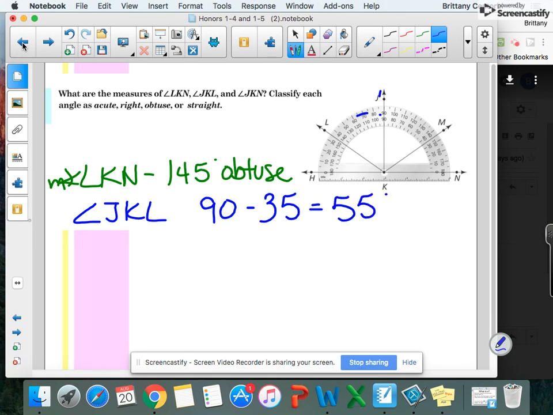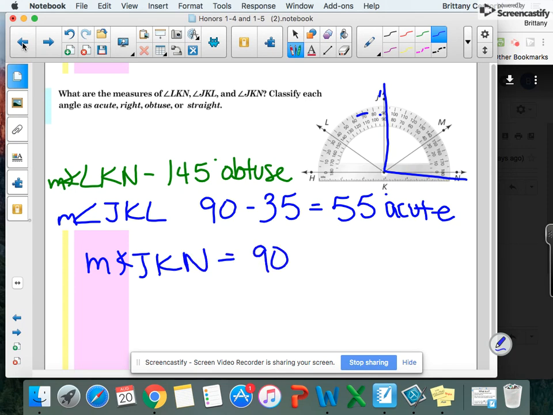And again, if we're looking at that angle, that does make sense because it's smaller than 90, so it is acute. You could also do it the other way, and you could go 145 minus 90, and you would still come up with the same answer of 55. So you just want to make sure that you're picking either to start on the bottom or start on the top numbers. And then lastly, we have angle JKN. And if you look at that right there, that is a 90 degree angle. So that is a right angle.